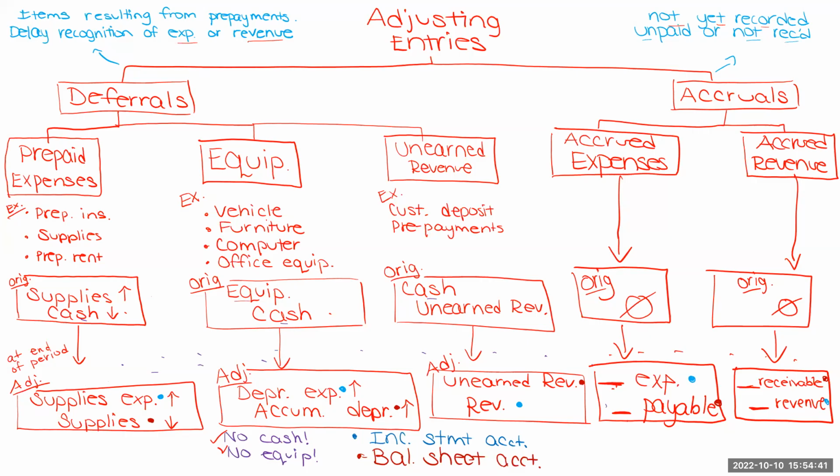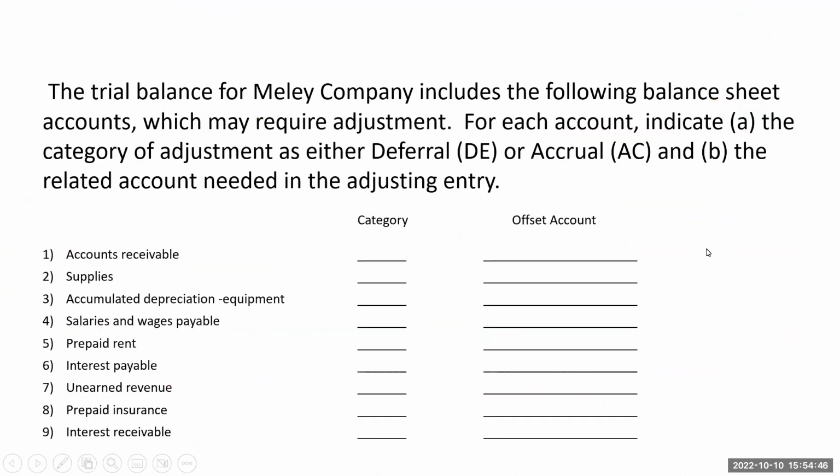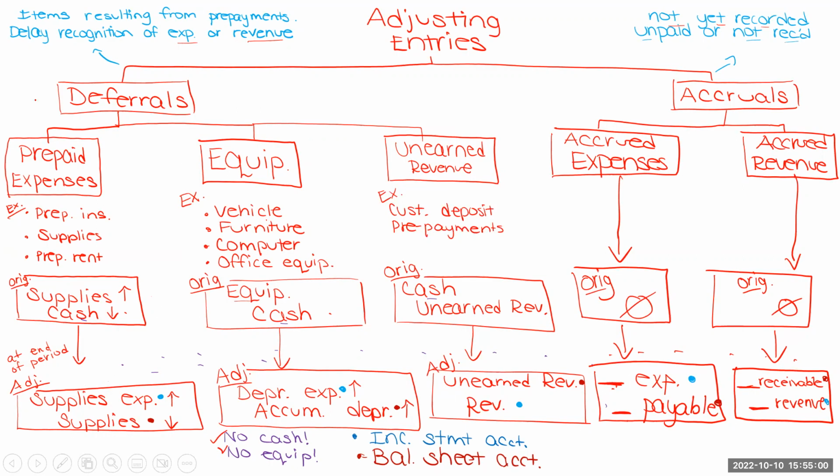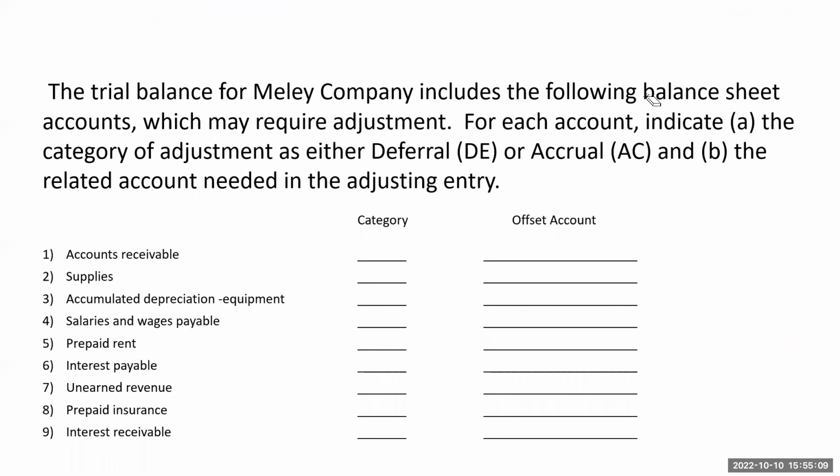All right, let's try some examples now. The trial balance for Meley Company includes the following balance sheet accounts, which may require adjustment. For each account, indicate the category of adjustment as either deferral or accrual, right? Going back to those two categories. Okay, so that's the first step, identify the appropriate category. And then what's the related account needed for the offset in the journal entry?